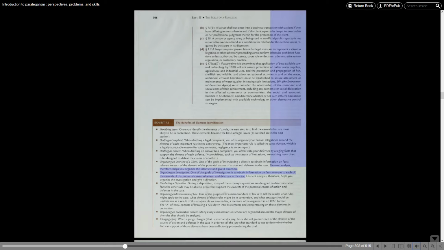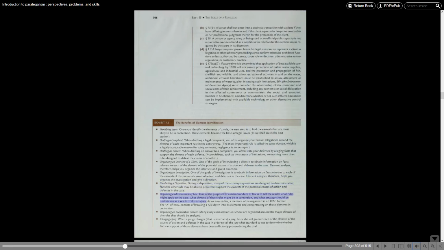One of the goals of investigation is to obtain information on facts relevant to each of the elements of the potential causes of action and defenses in the case. Element analysis therefore helps you organize the investigation and give it direction. Conducting a deposition. During a deposition, many of the attorney's questions are designed to determine what facts the other side may be able to prove that support the elements of the potential causes of action and defenses in the case.